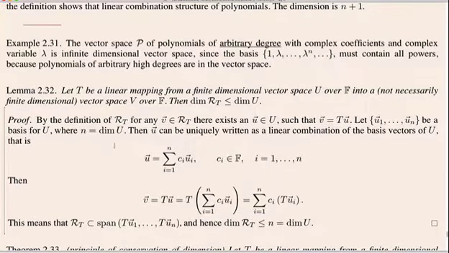The proof: by the definition of the range R(T), for any v in the range, there exists a vector u in U such that v equals T of u. Let's say that we have a basis u_1, ..., u_n for the U vector space. n is the dimension of U then. And then this u vector can be uniquely written as a linear combination of the basis vectors of U. That means u is the sum as i goes from 1 to n, c_i u_i, where c_i is some scalar.